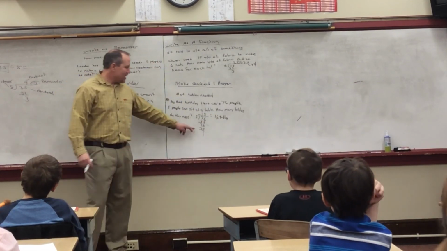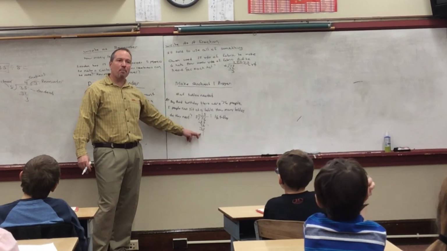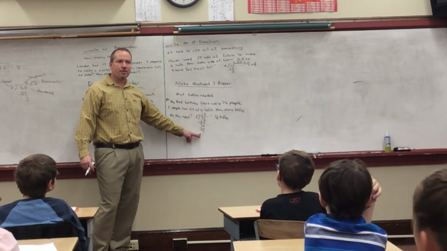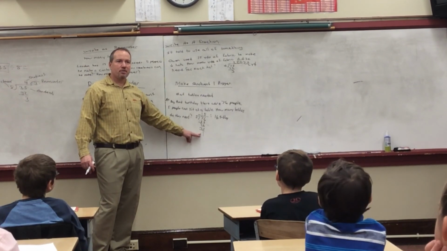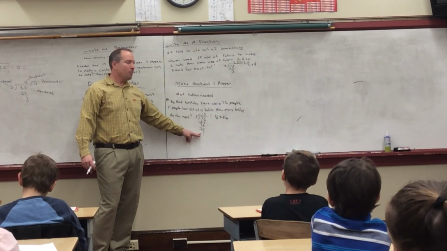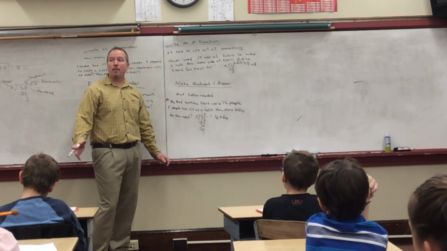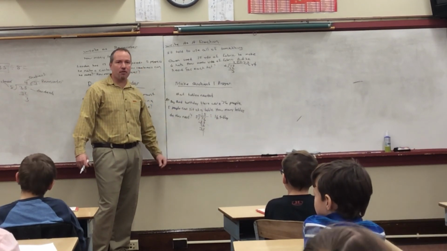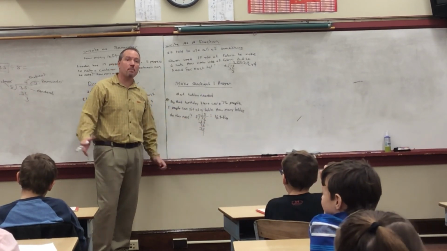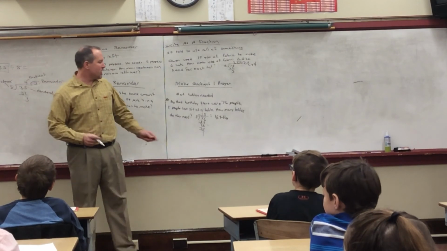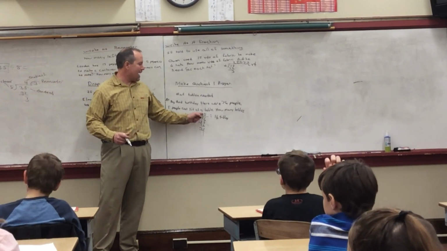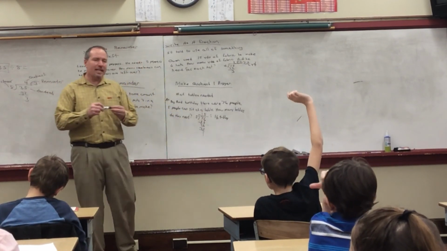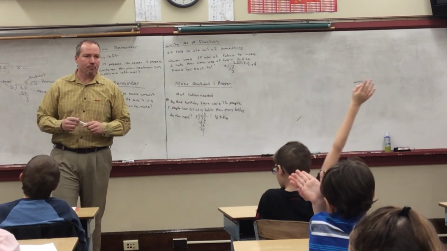Now, did we have 16 tables just because there's one person left over? We would have needed 16 tables if there were 2 people left over, right? We would have needed 16 tables if there were 3 people left over. We would have needed 16 tables if there were 4 people left over. Okay? Just because there's one person left over, that's not why we added 1. It's because we needed 1 more table. Okay?